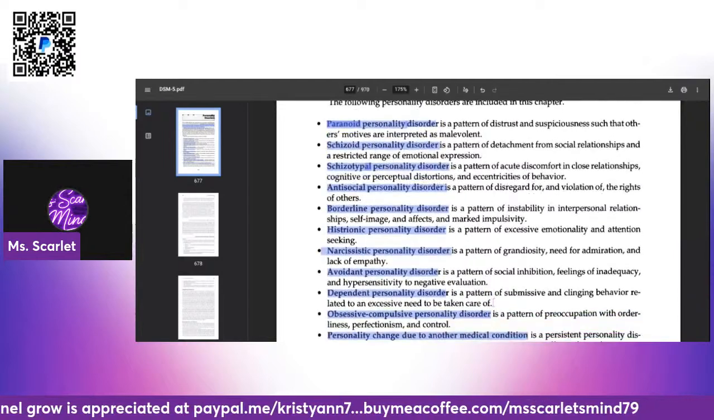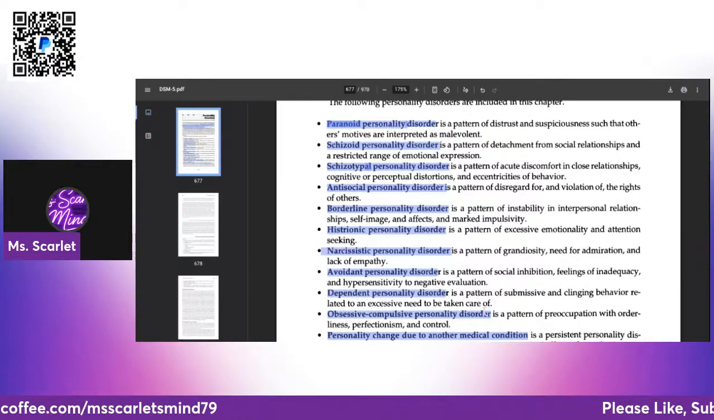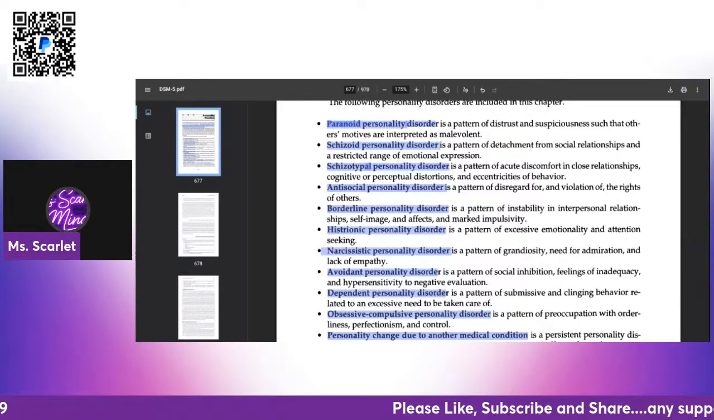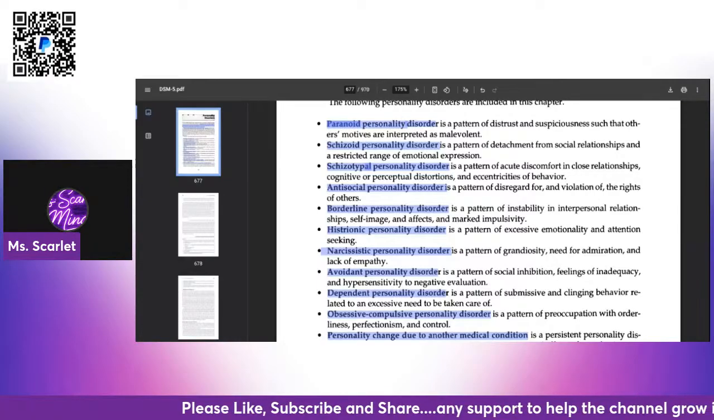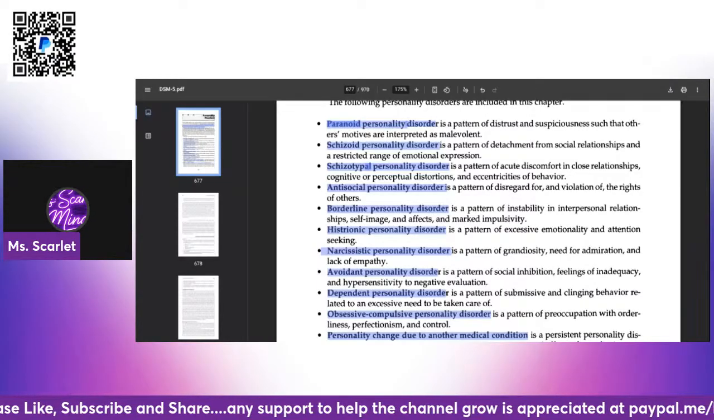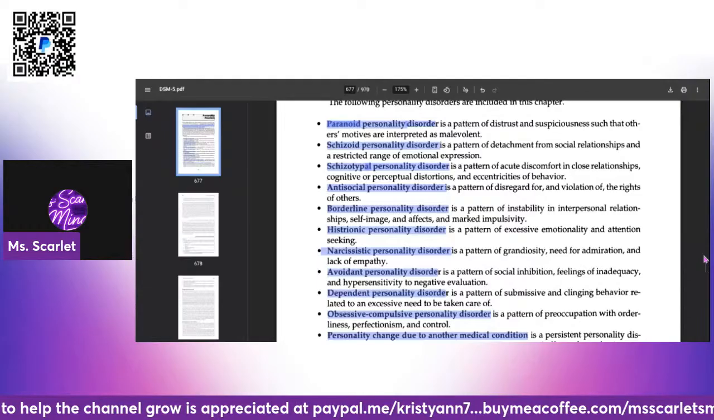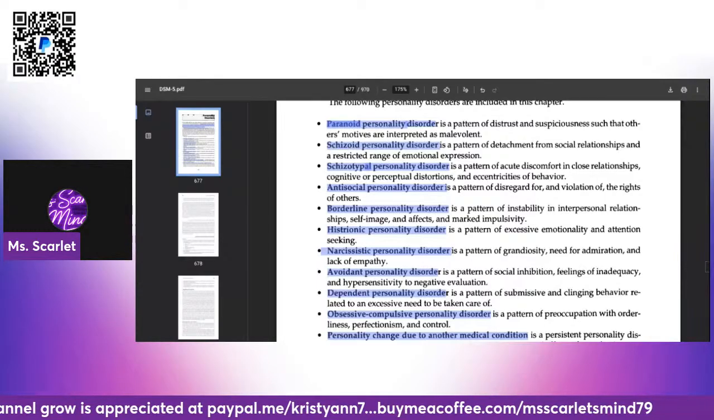Schizoid personality disorder is a pattern of detachment from social relationships and a restricted range of emotional expression. Schizotypal personality disorder is a pattern of acute discomfort in close relationships, cognitive or perceptual distortions, and eccentricities of behavior. Antisocial personality disorder is a pattern of disregard for and violation of the rights of others. I think we all in true crime know we've seen antisocial personality disorders a lot.